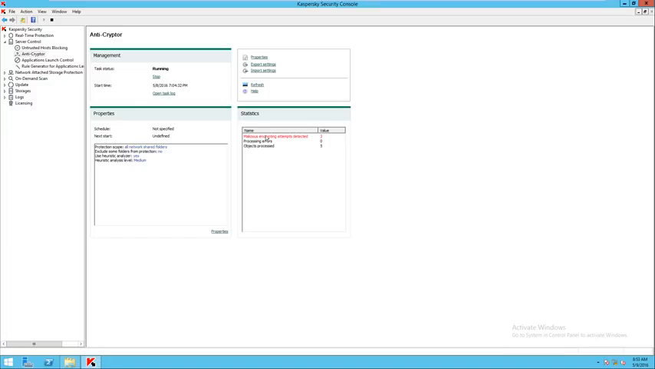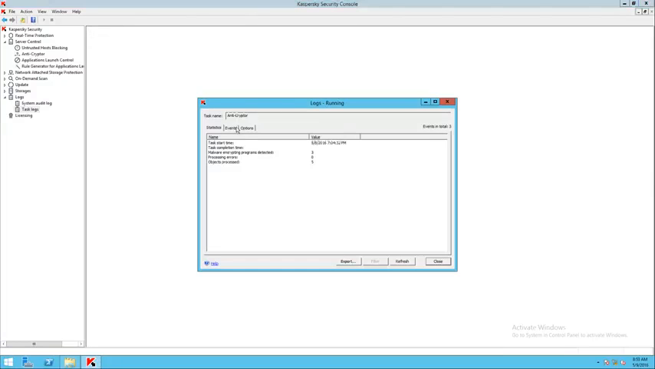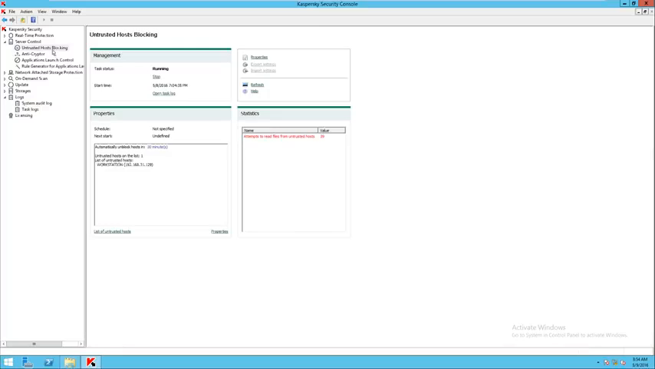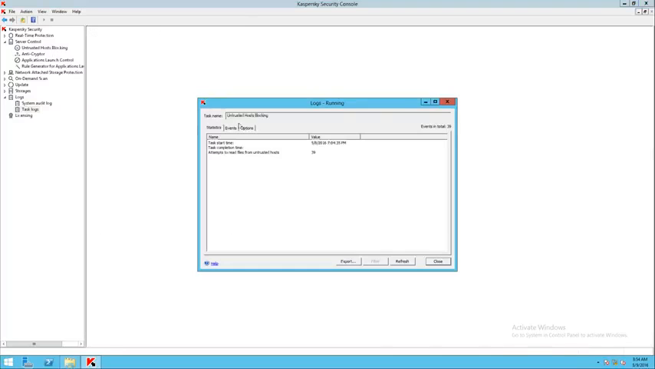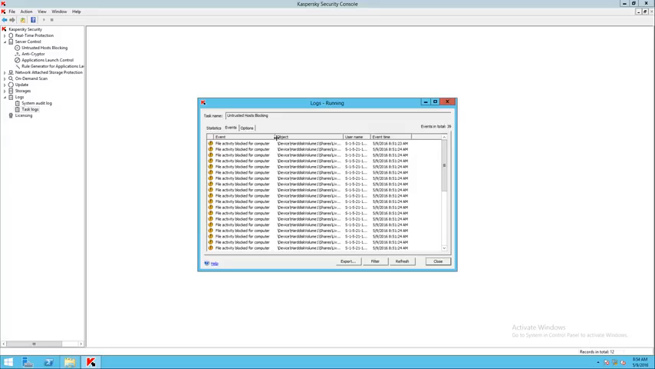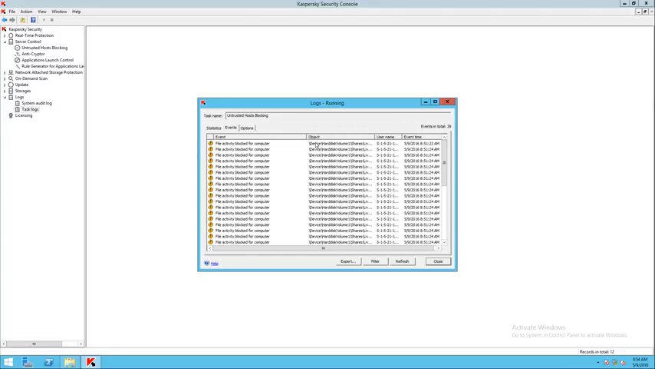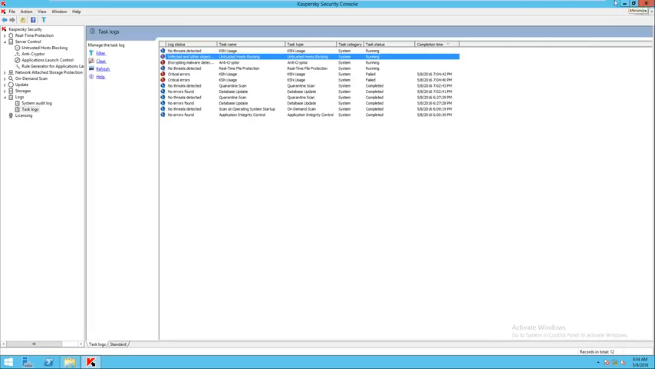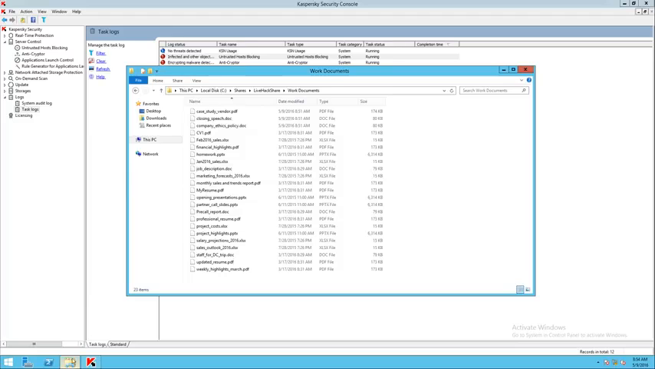Upon further inspection of the events, we can see Anti-Cryptor picked up some malicious activity and blocked the actions of the ransomware coming from the workstation. We can also review the events of the untrusted host blocking component and see it blocking the file activity being generated by the infected workstation, which was deemed malicious. As you can further see, the share has no ransomware instructions in its directory and the files are safe.